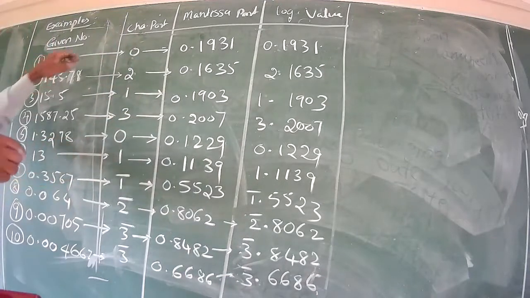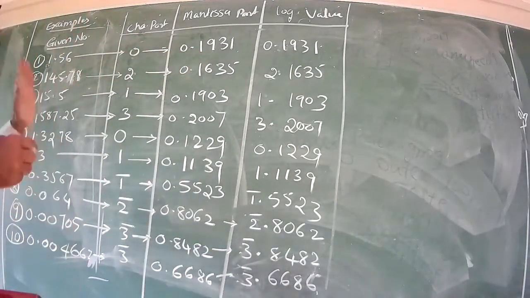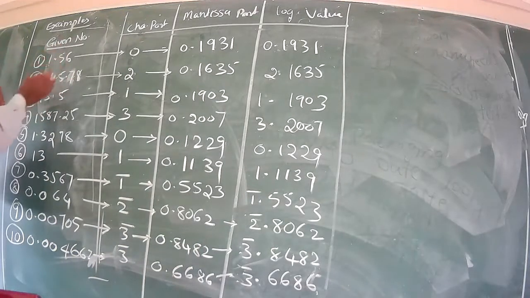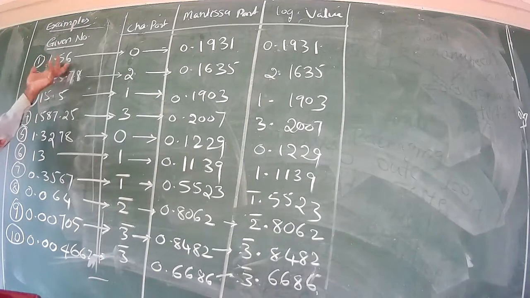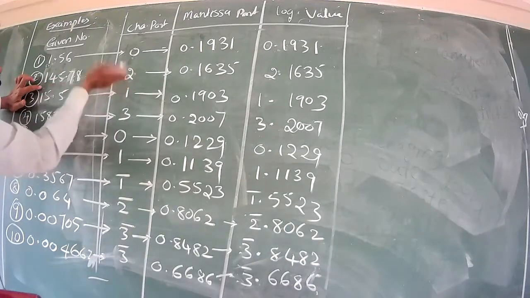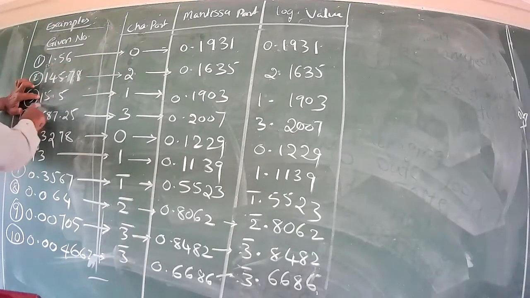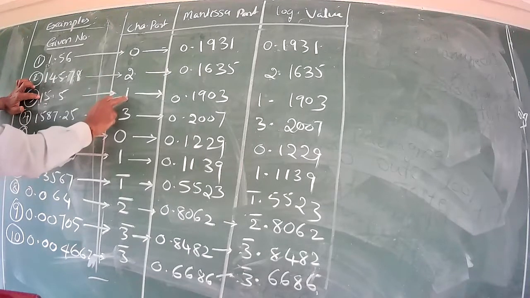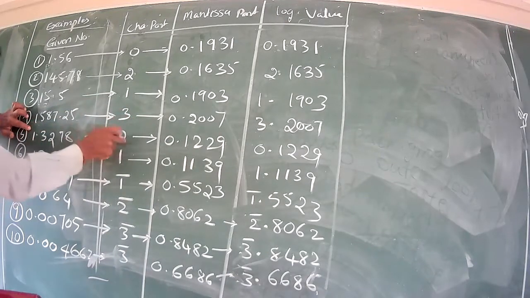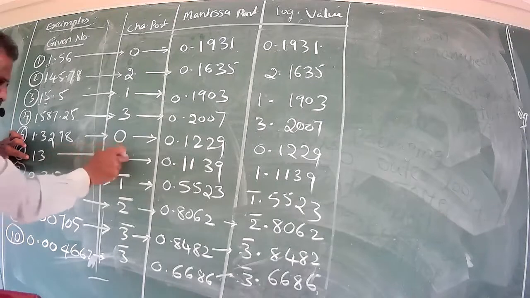Next, let us find out all the characteristic parts. Here 145 is there. There are three digits before the decimal point. At present, neglect the digits after the decimal point. So 3 minus 1 is 2. Here there are two digits, so 2 minus 1 equals 1. Here there are 4 digits, so the characteristic part is 3. Here 1 is there, so 0. Here 13 is there, so 2 minus 1 is 1.